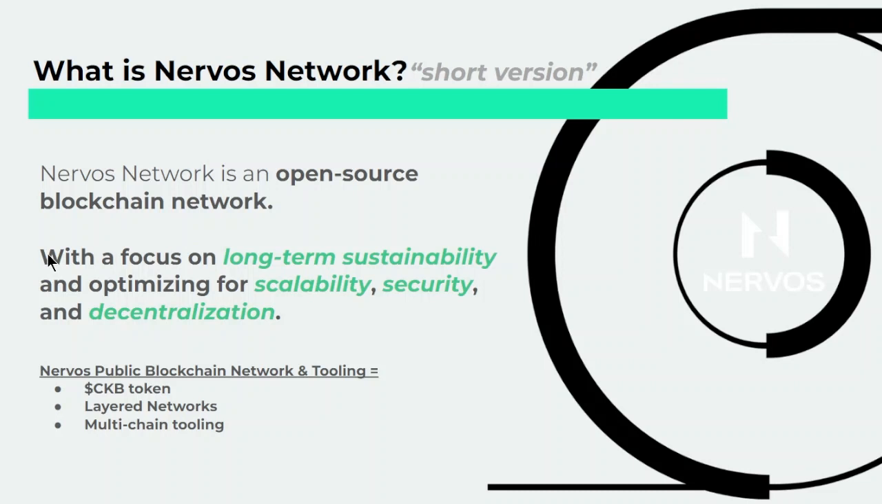Additionally, Nervos Network has a huge focus on long-term sustainability, which you might have been able to already tell from the fact we've been around for over 4 years. Specifically, Nervos Network has set out to optimize for scalability, security, and decentralization. I want you to keep these three terms in mind, because we're going to explain why scalability, security, and decentralization really matter and why Nervos Network has set out to optimize blockchains for these three values.